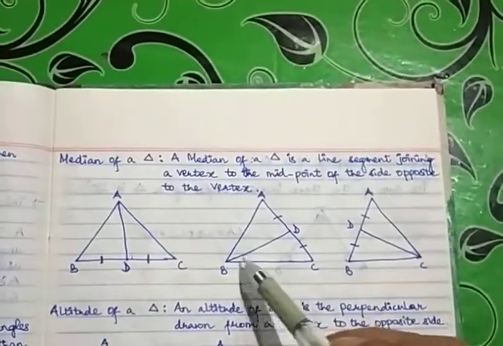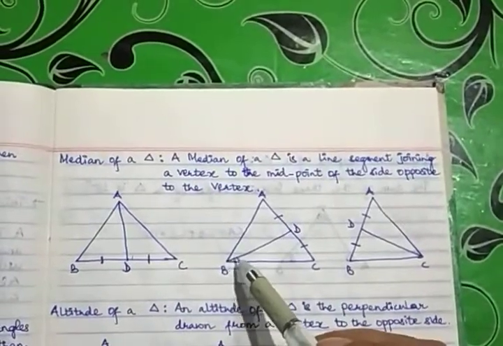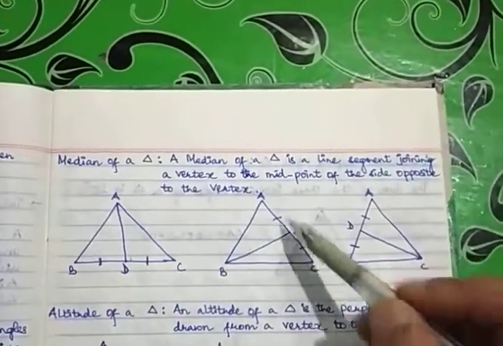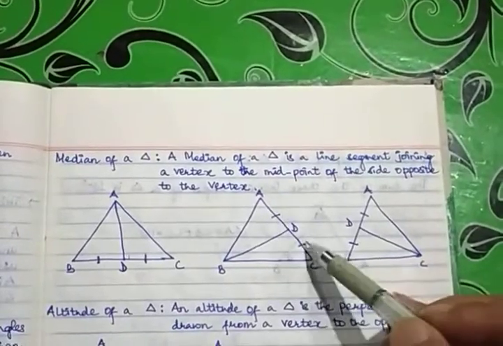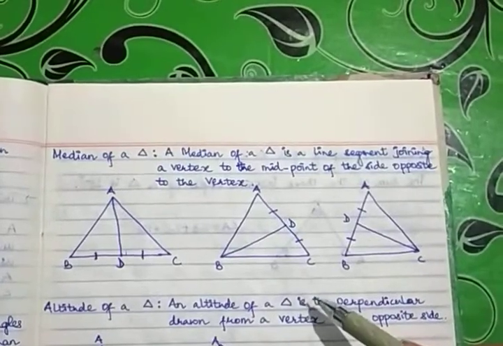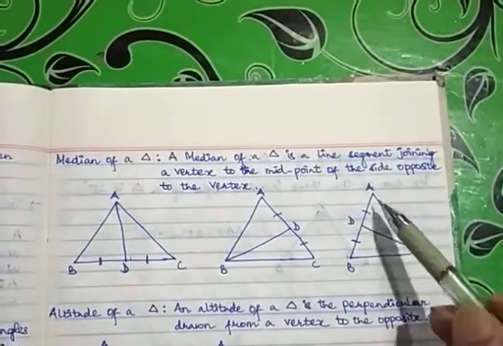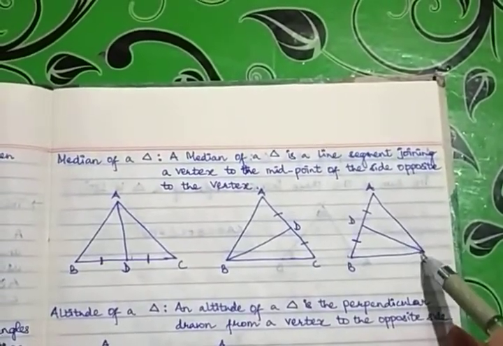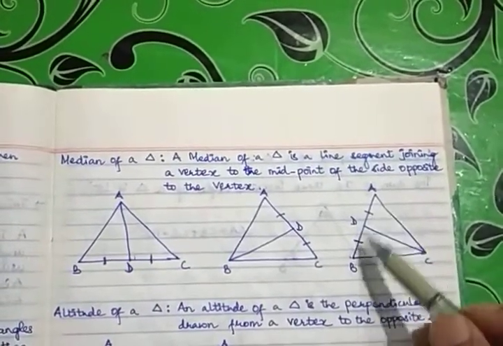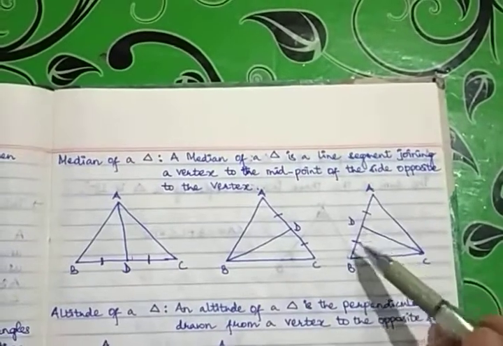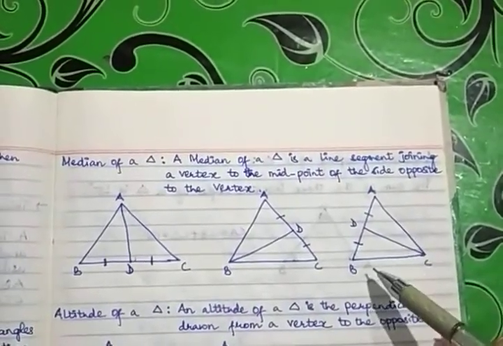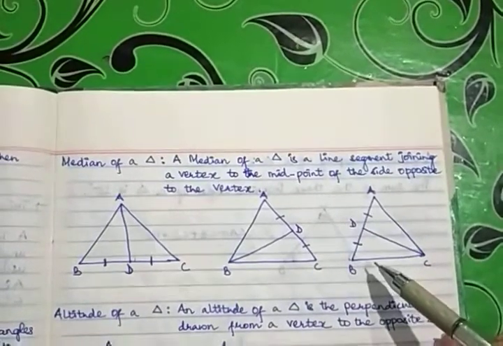Similarly, from this vertex I have also drawn a line segment that has divided the line segment AC into two equal halves, AD and DC. At that time BD is known as your median. Similarly, when I draw a line segment from C towards AB which divides AB into two halves, AD and DB, that time CD is known as a median of a triangle.